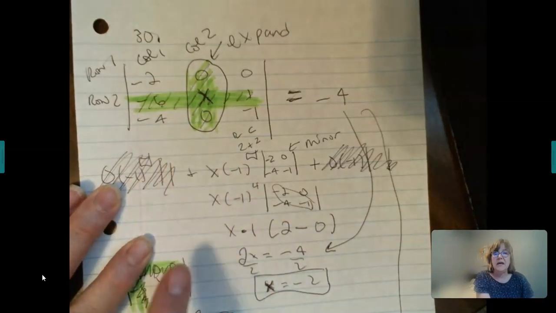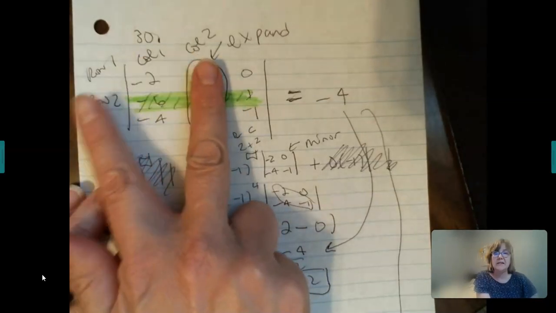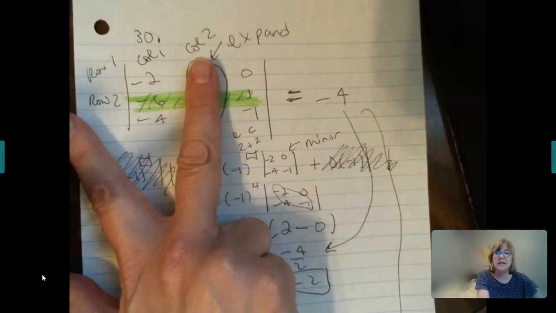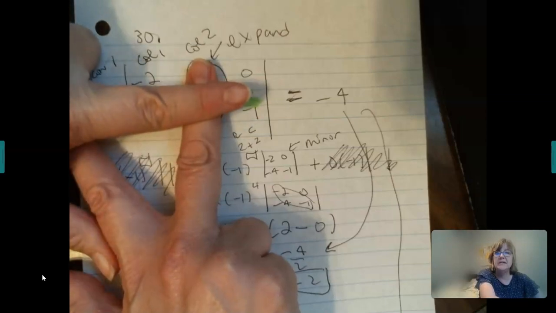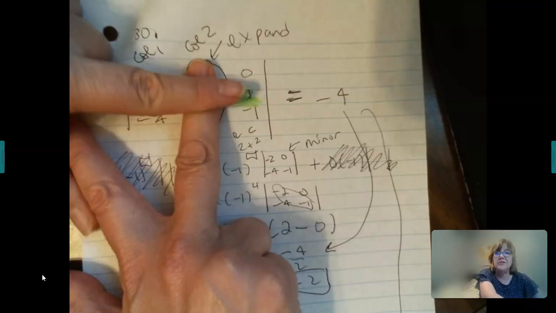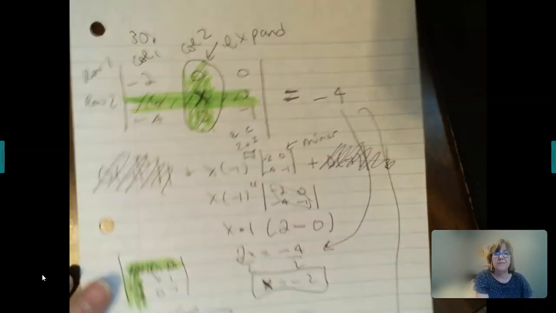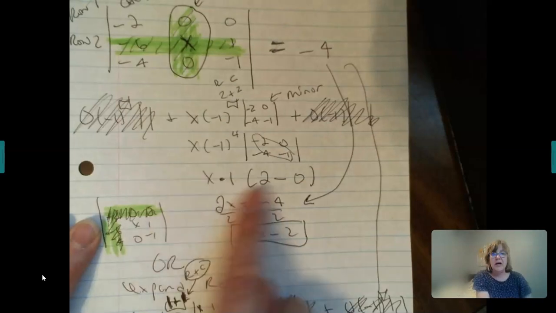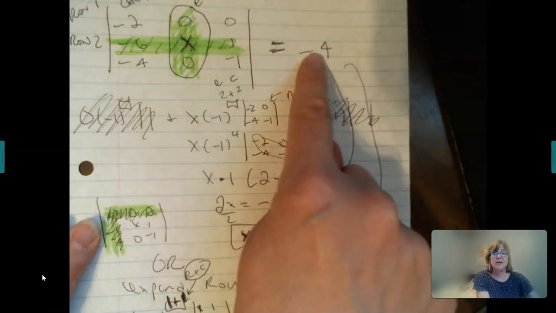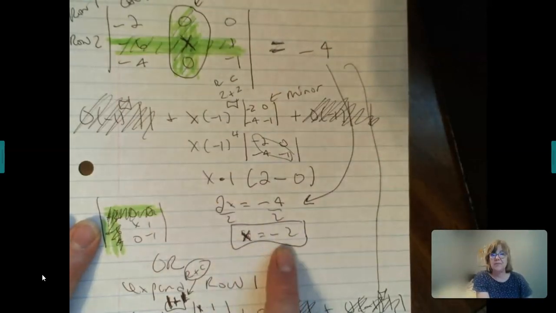Okay. And then, so if I get rid of that, all right, and I get rid of that, then my minor is -2, 0, -4, -1. So did the math there. And when I got my answer, remember, it has to equal -4. So then I could solve my equation.